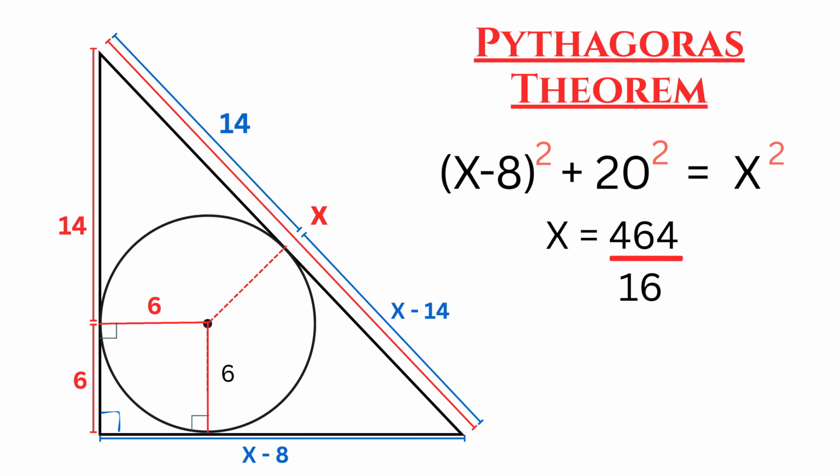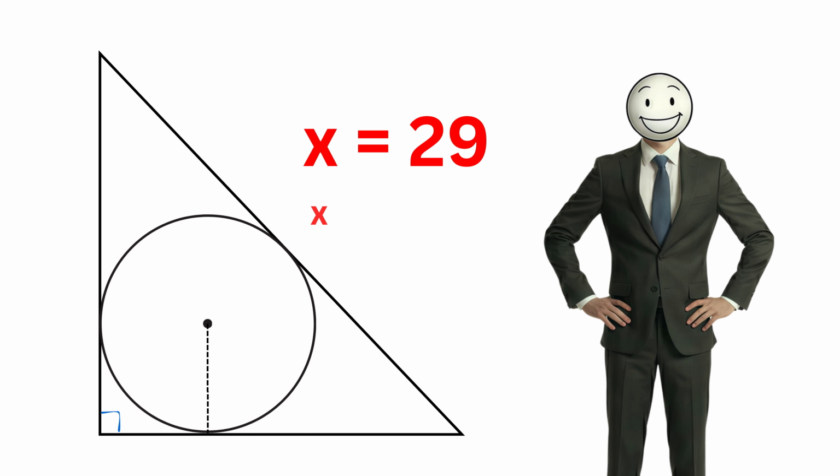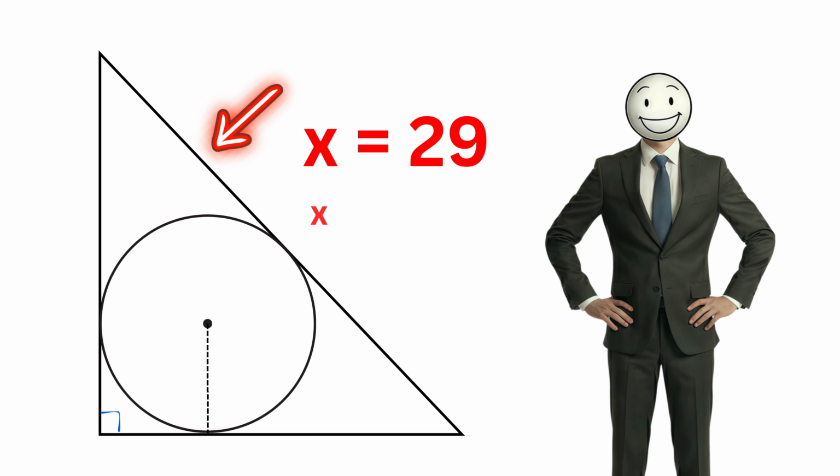Dividing by 16 gives us our final answer. x equals 29. And that's it. The length of the hypotenuse is 29.